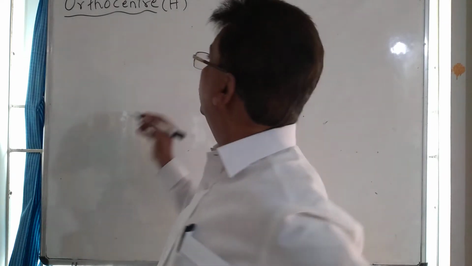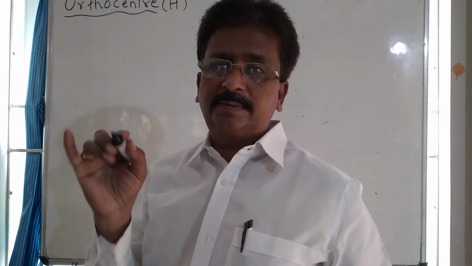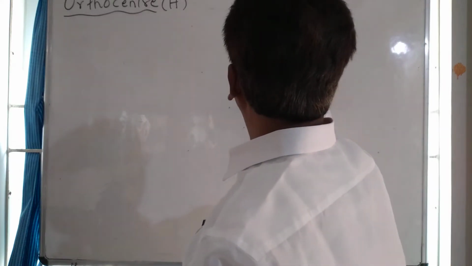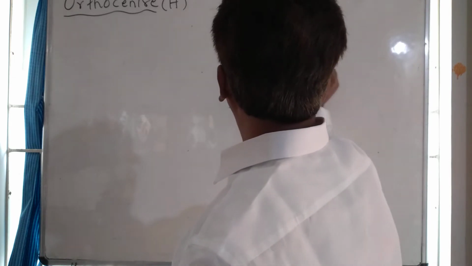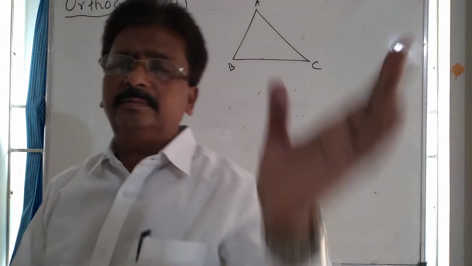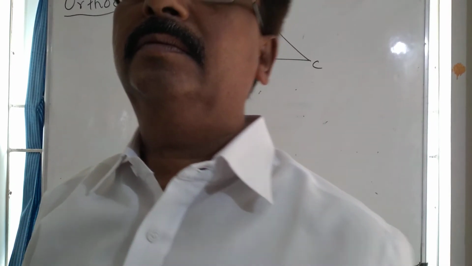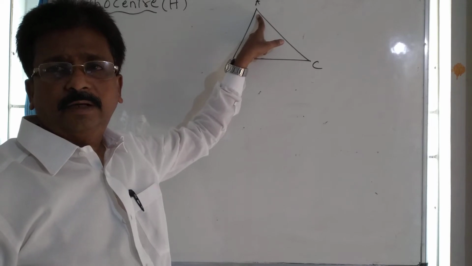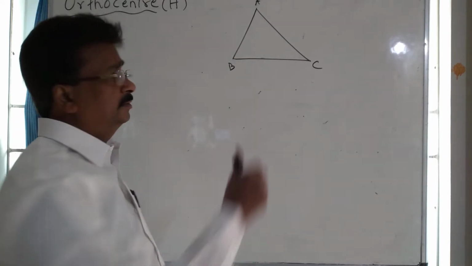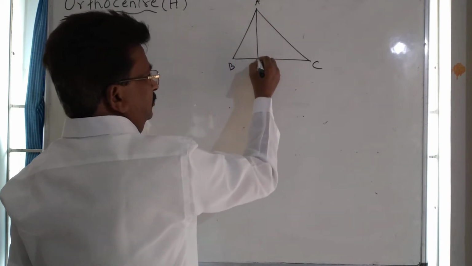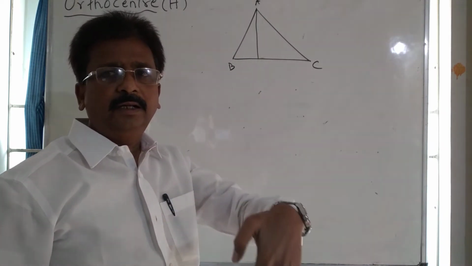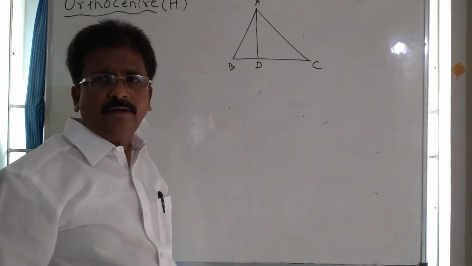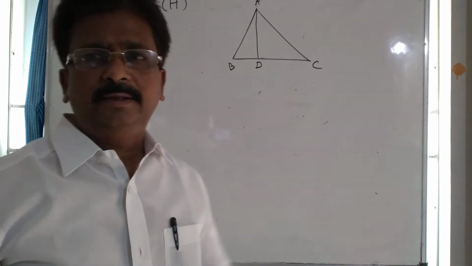So first you see the definition. I will explain the orthocenter. Take a triangle ABC. Any line drawn from a vertex perpendicular to the opposite side. So I will draw a line from A which is perpendicular to the opposite side, let it be D. Now AD is called an altitude of the triangle.